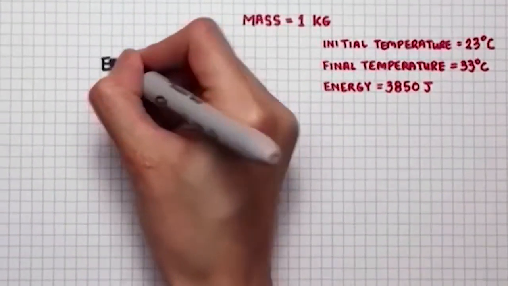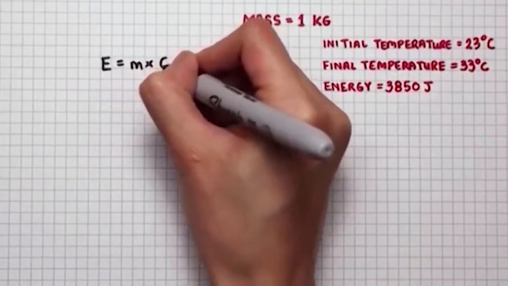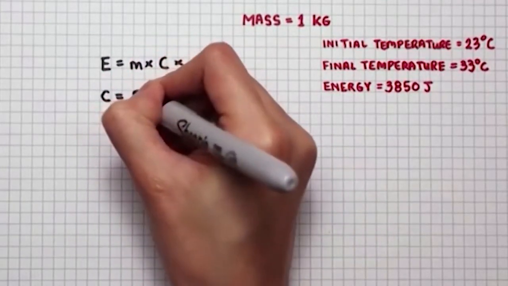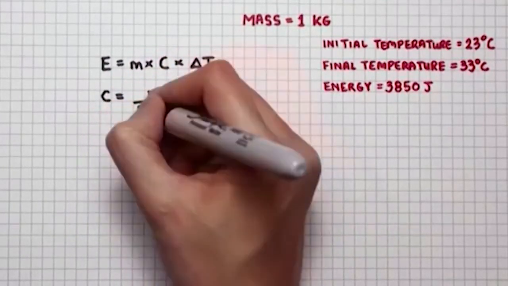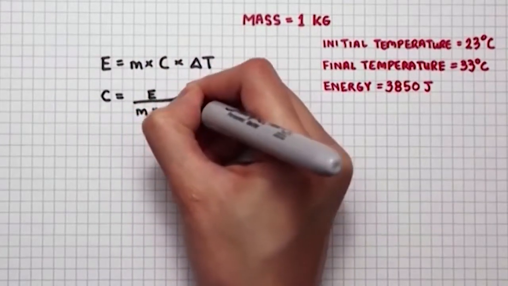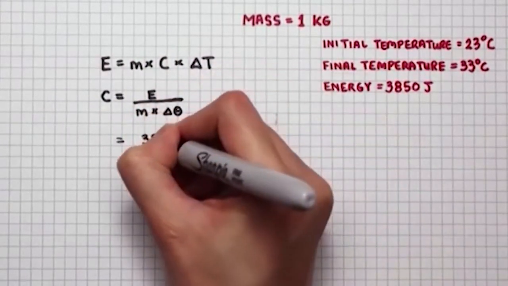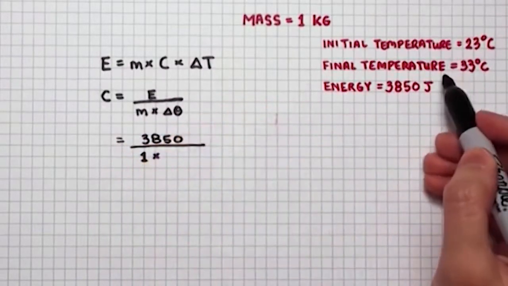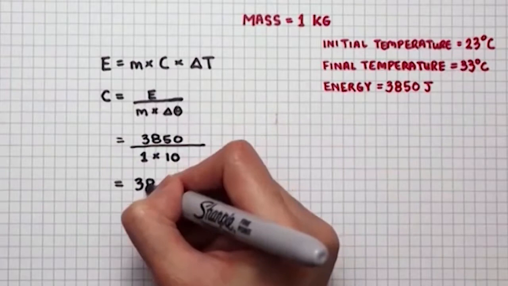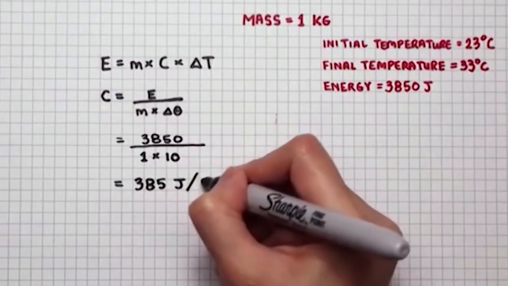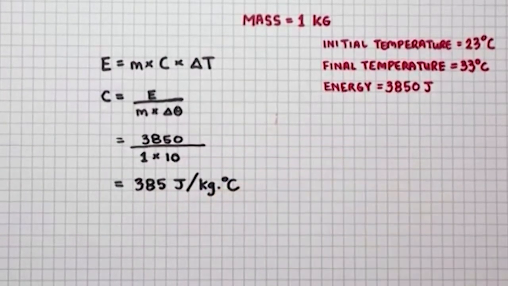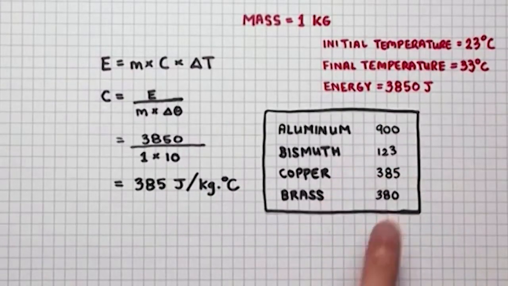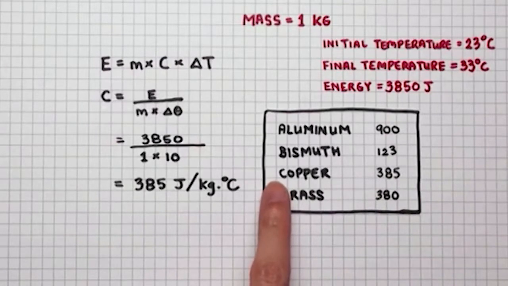Let's do the math now. Rearranging this equation to make specific heat capacity the subject, we have specific heat capacity is equal to the energy transferred divided by the mass times the change in temperature. That is 3,850 joules divided by 1 kilogram and 10 degrees. We've worked out the specific heat capacity of this metal to be 385 joules per kilogram degrees Celsius. Let's compare this to my charts. That tells me the metal is copper.